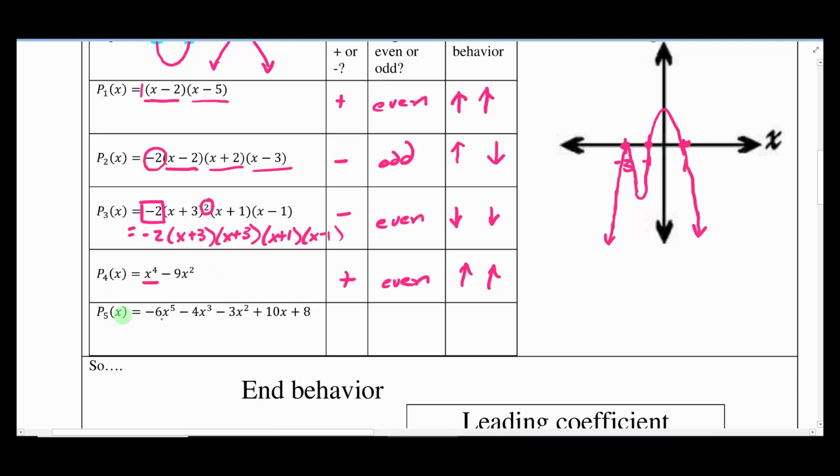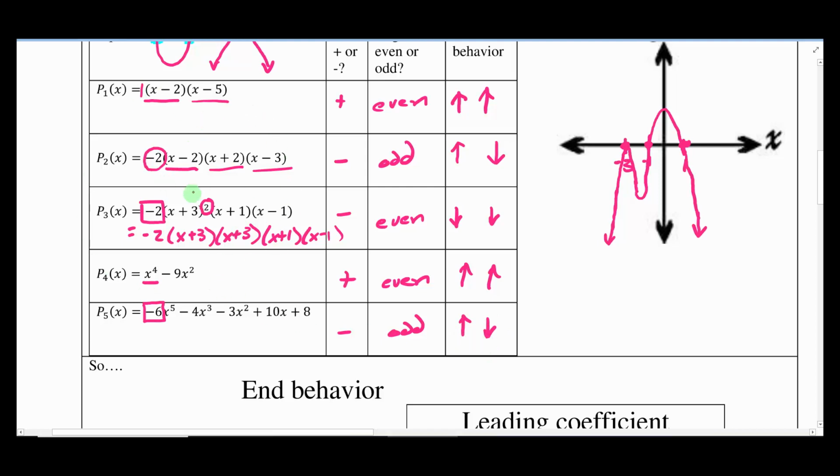Now, this last polynomial, we're going to do the same thing here. Again, we look at the exponents. It's in standard form, so I have a 5, a 3, a 2. This one's got a 1. So this is the highest exponent that we see. It's a 5th degree polynomial, which is odd, right? 5 is an odd number. And then the coefficient on that particular term is a negative 6. So the leading coefficient is negative. And we've seen a negative odd before, so this is going to go up, down.